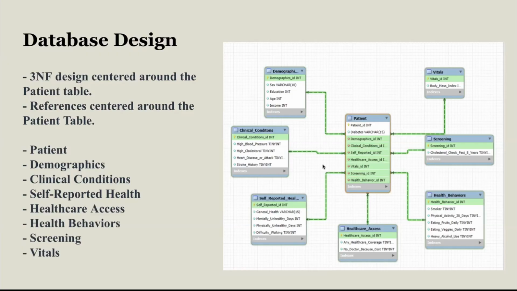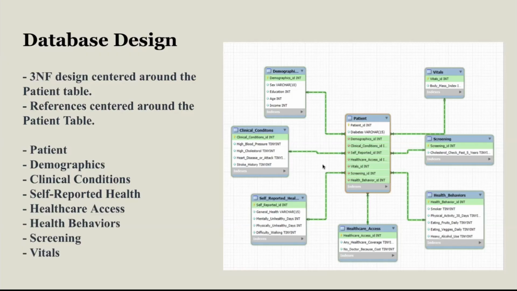There's also the self-reported health, which is how healthy the patient thinks they are, how healthy they are mentally and physically, and if they have difficulty walking. There's also a healthcare axis. Do they have healthcare access or not? And if they don't have healthcare, is it because of costs?